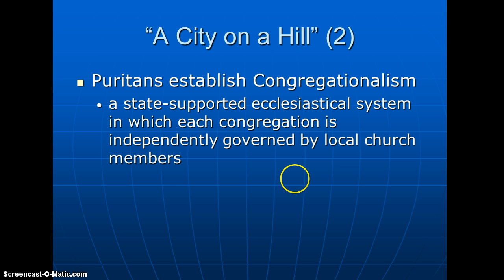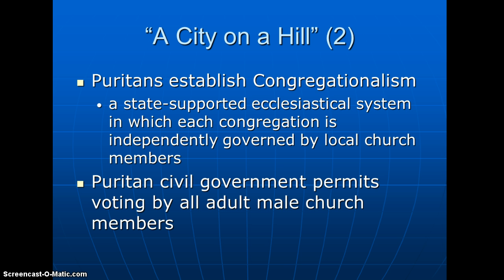Puritans established Congregationalism, which is basically a state-supported system in which the congregation is independently governed by local church members. So rather than having one person in charge, you have a group of people in charge. And again, there's the idea that the Puritan civil government permits voting by all adult male church members. So it's a switch from where in the past you had to own property.